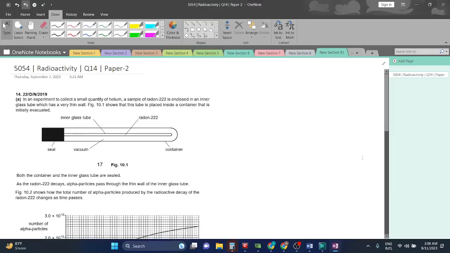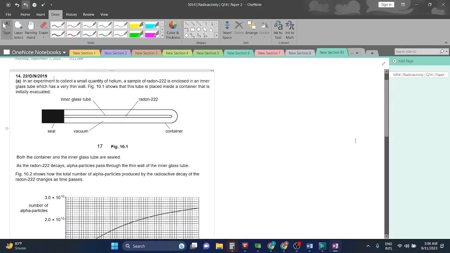Welcome back, guys. हम करेंगे radioactivity. Question 14, paper 25054. Let's start.